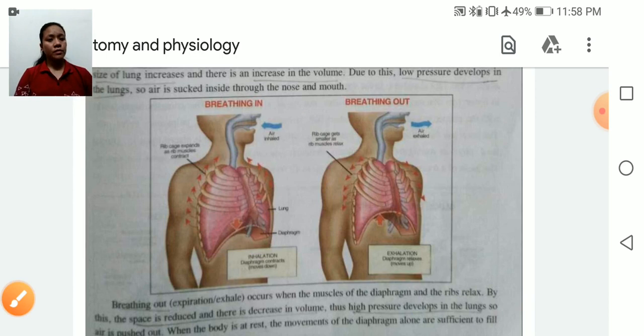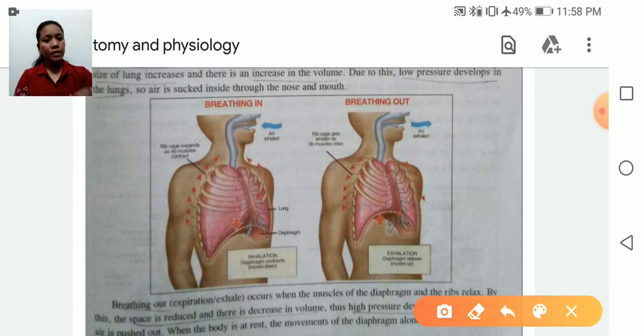In breathing in, at the time of breathing in, the ribs muscle goes upward, and the diaphragm is flattened or comes downward. Therefore there is a low pressure in the lungs. And if there is a low pressure, then the air goes inside.